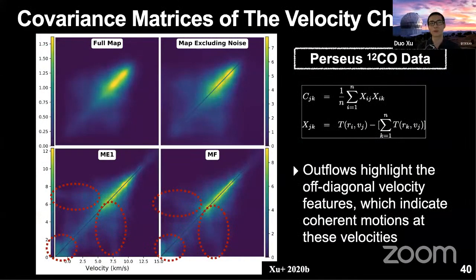Then we revisit the statistical quantity, the covariance matrix. Our model is able to highlight this off-diagonal signature, which indicates the coherent high-velocity motion, blobs of gas that might be associated with feedback. So our model is doing a reasonably good job.